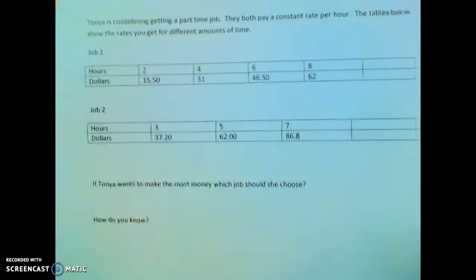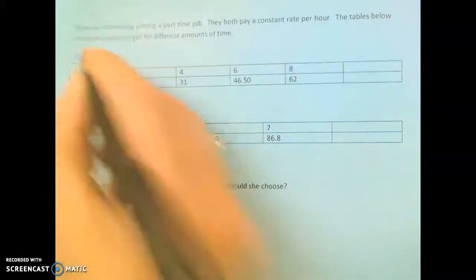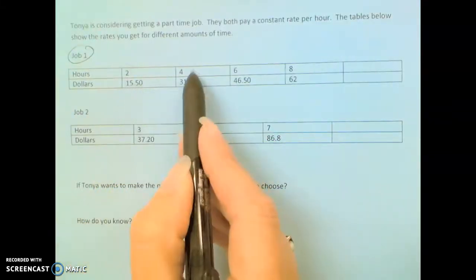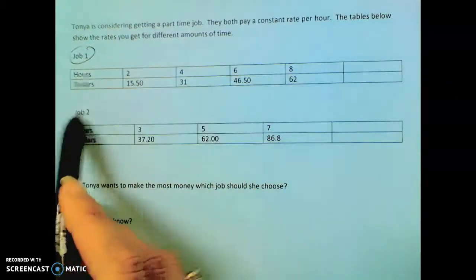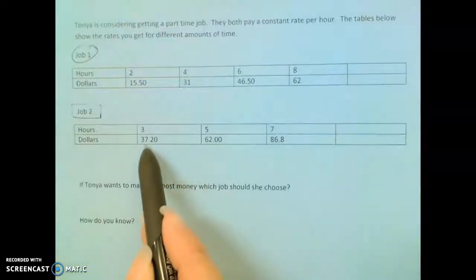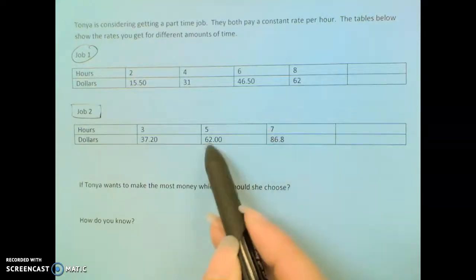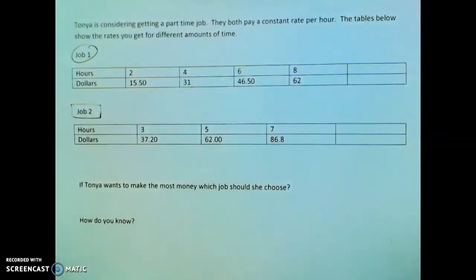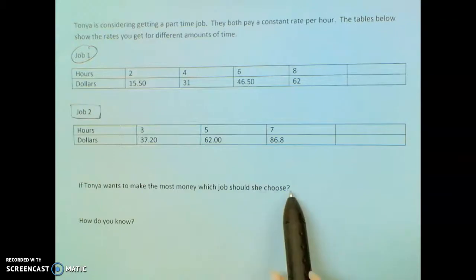All right, last one. Tanya is considering getting a part-time job. They both pay a constant rate per hour. The tables below show the rates you get for different amounts of time. So here's job 1, and for 2 hours you would get $15.50, 4 hours is $31, 6 is $46.50, and 8 is $62. Job 2 is 3 hours is $37.20, 5 hours is $62, 7 hours is $86.80. So if Tanya wants to make the most money, which job should she choose?